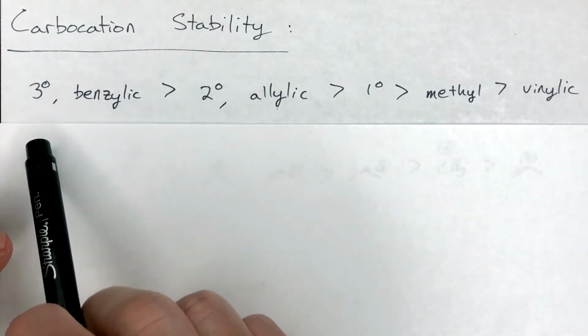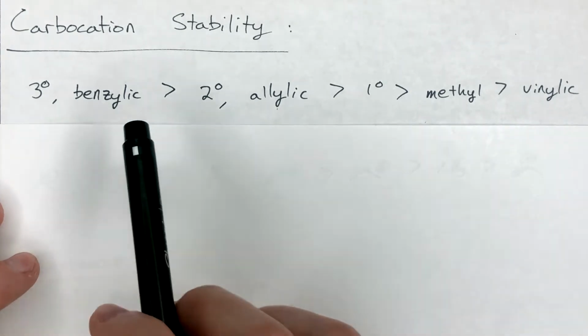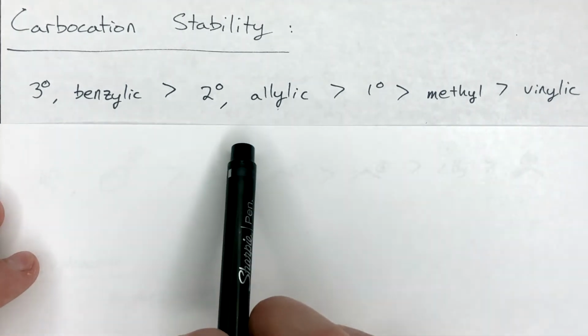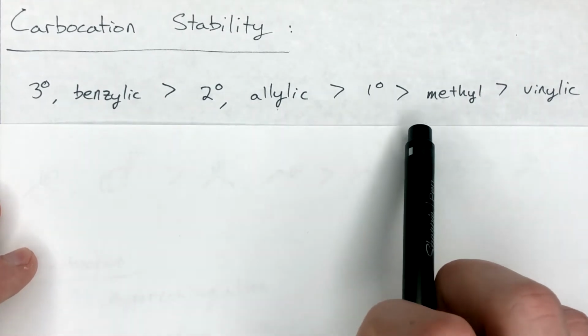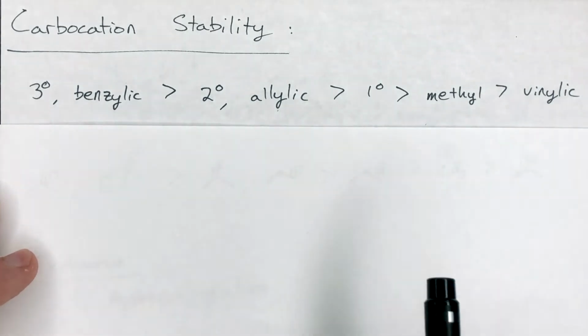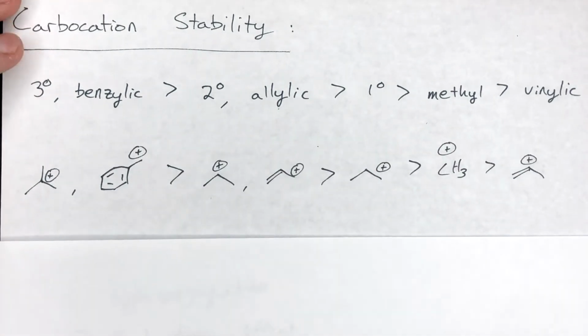It is tertiary and benzylic are the most stable. These are approximately the same. They are more stable than secondary and allylic, which again are approximately the same, which is more stable still than a primary, more stable than methyl, and more stable than vinylic. Now, an example of each one I've listed here.